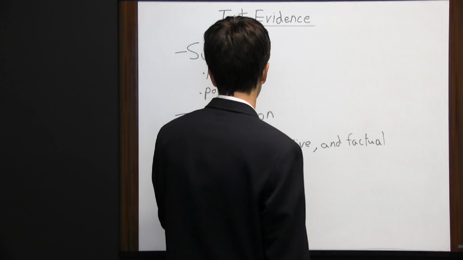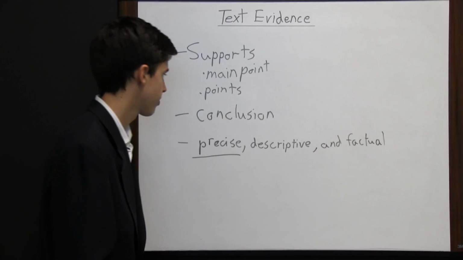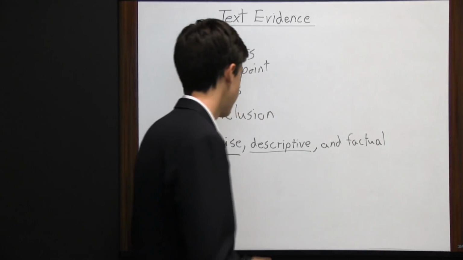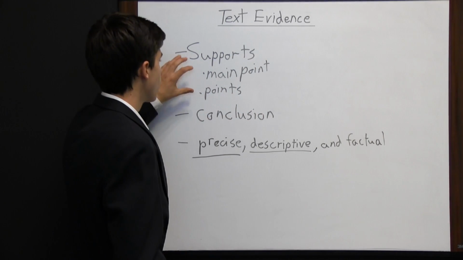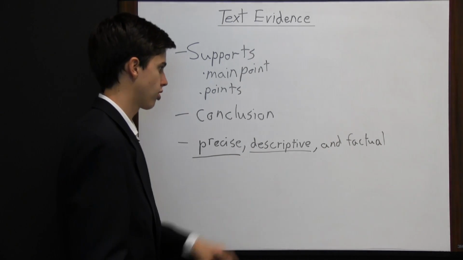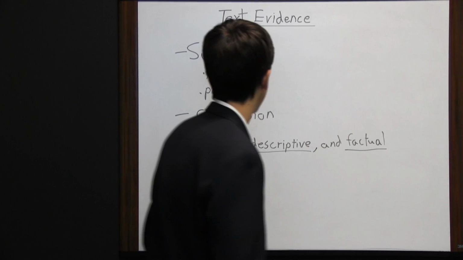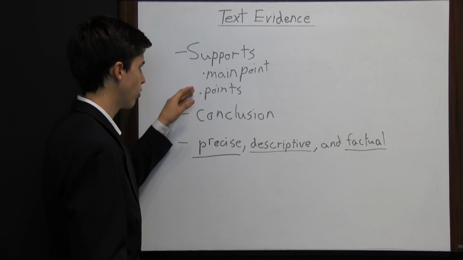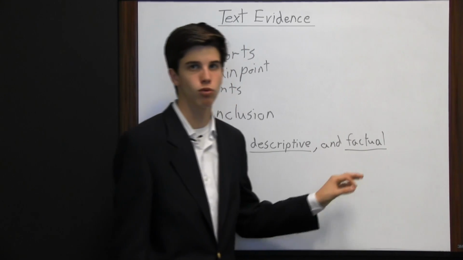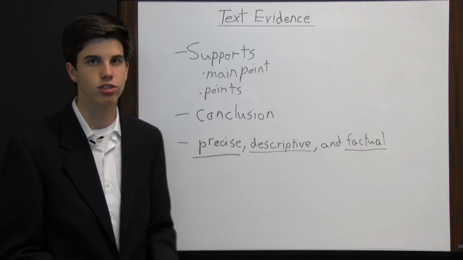So that's why the text evidence needs to be precise. That way your paper isn't vague, or the writer's paper isn't vague. It's also important that this text evidence is descriptive, because again, main points and points are vague, so it's important to have something very descriptive. And it's also important that they're factual, because since the text evidence is backing up or supporting the main points and points, it's important that these facts, or this text evidence, is factual, so that it's actually credibly backing up the main points and points throughout the story.